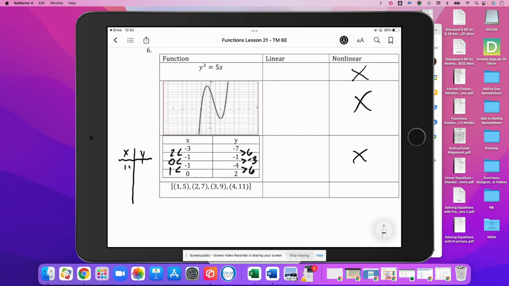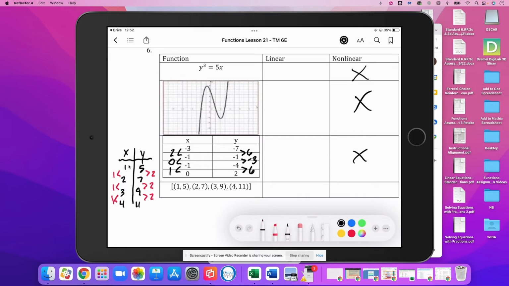And so the next one, we've got x and y. We got 1, 2, 3, 4 for our x values. For our y values, we have 5, 7, 9, and 11. And so we are going to have an increase of 2 on the right and an increase of 1 on the left. So 2 over 1, so 2 is our slope. It is consistent. So that is going to be linear.